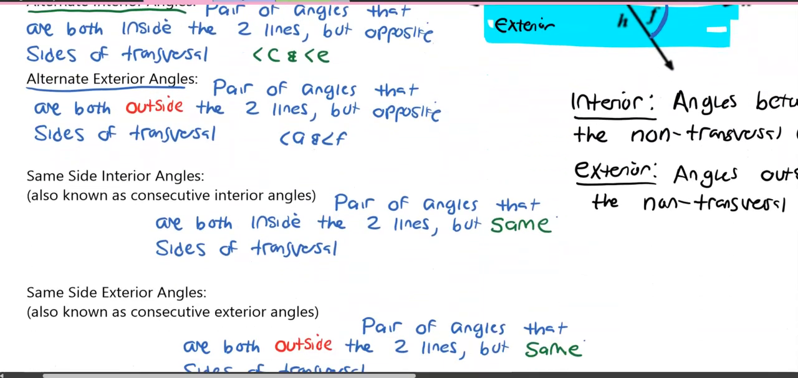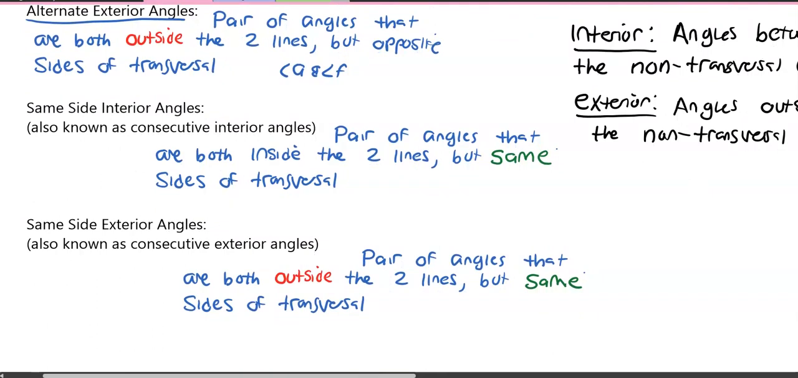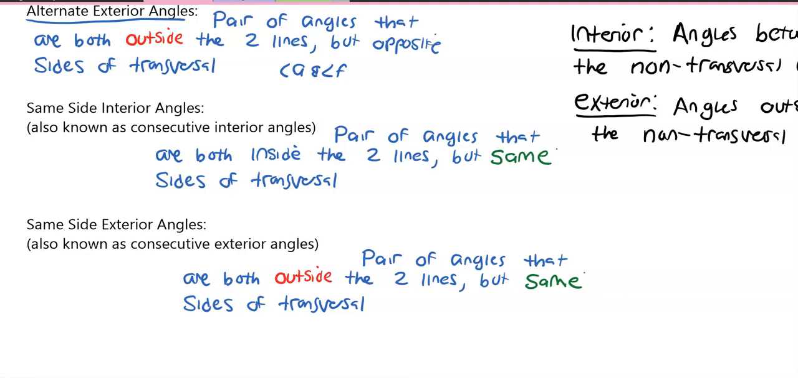The last two are what we call same side interior and same side exterior. Some textbooks and worksheets and assignments will call them consecutive interior and consecutive exterior, but I like to call them same side. So notice in this one, this is a pair of angles that are inside of the lines, but are on the same side of the transversal.